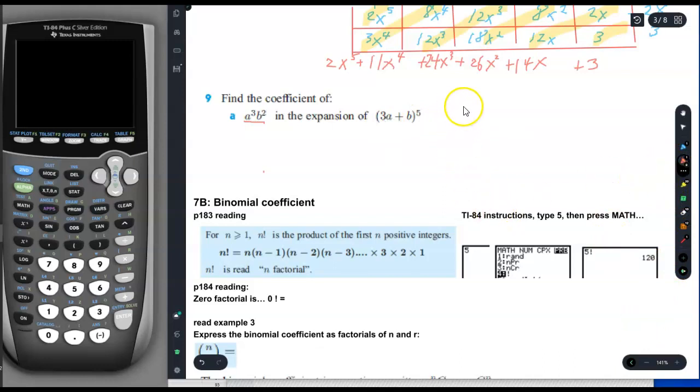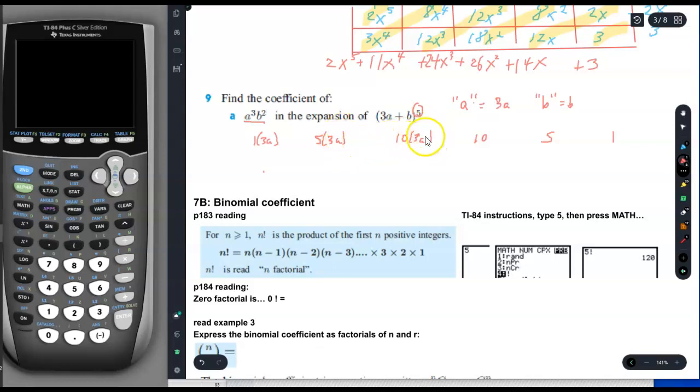So the a is going to be 3a, and the b is going to just be b. Okay, and of course the Pascal's triangle coefficients are going to be 1, 5, 10, 10, 5, 1. Okay, and then the a terms are 3a, so we're going to put 3a, 3a, 3a.